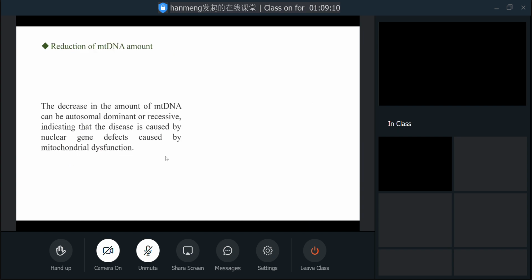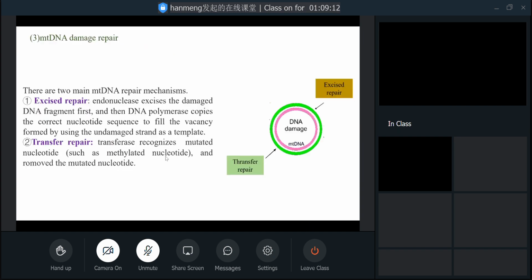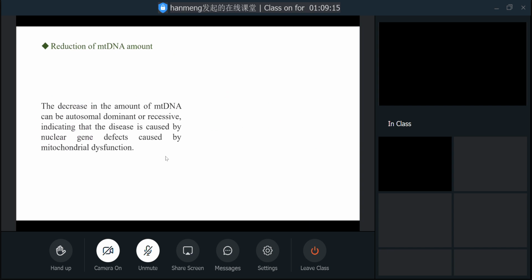Last is the reduction of mitochondrial DNA amount. The decrease in the amount of mitochondrial DNA can be autosomal dominant or recessive, indicating that the disease is caused by nuclear gene defect causing mitochondrial dysfunction.